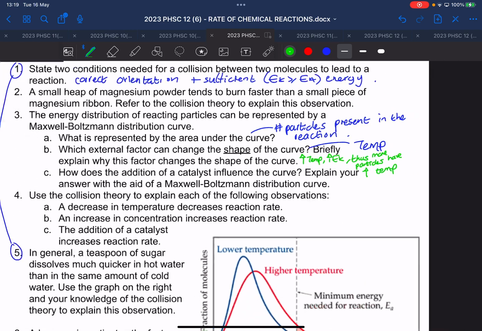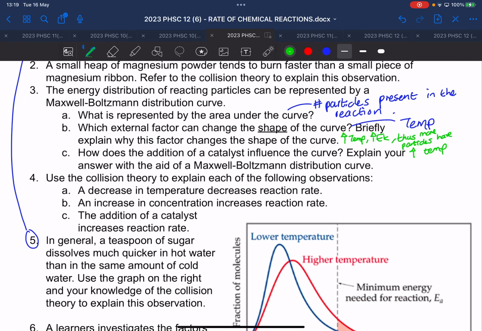Okay, right. Then it says, how does the addition of a catalyst influence the curve? Explain your answer with the aid of a Maxwell-Boltzmann distribution curve. So how will it influence the curve? Is it going to change the shape? Is it going to stay the same? What's going to happen, Mama? I said it lowers the activation. Okay, so does it change the shape of the curve? It just lowers the activation energy.